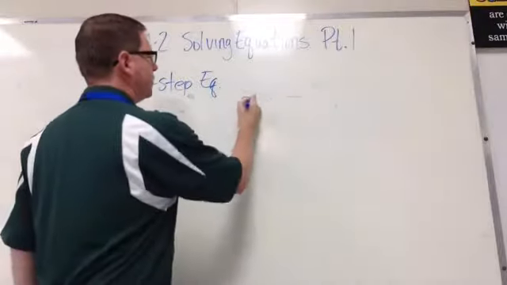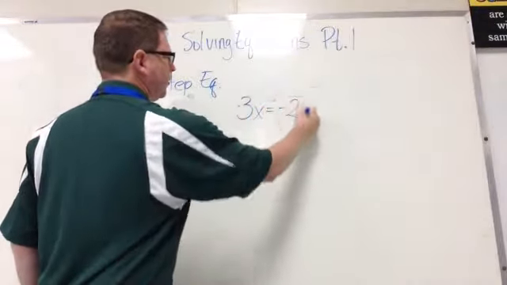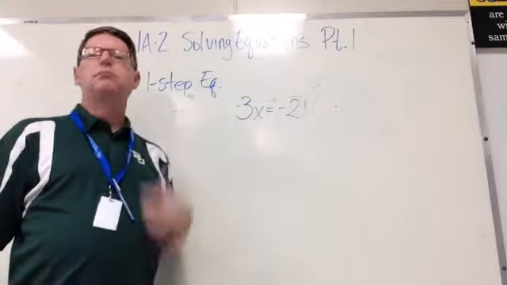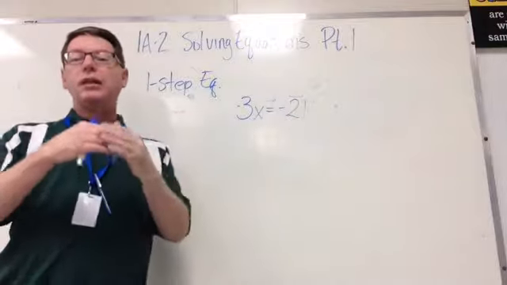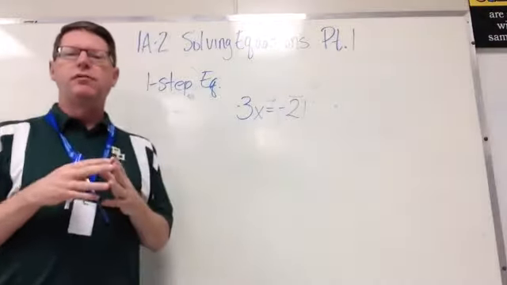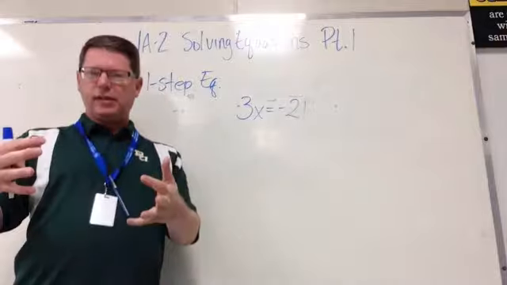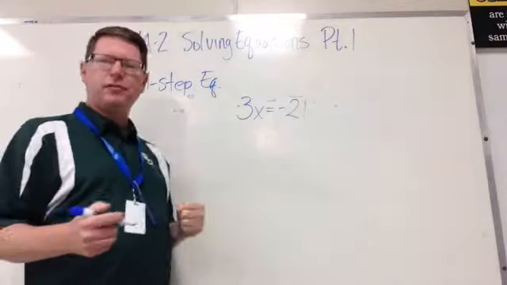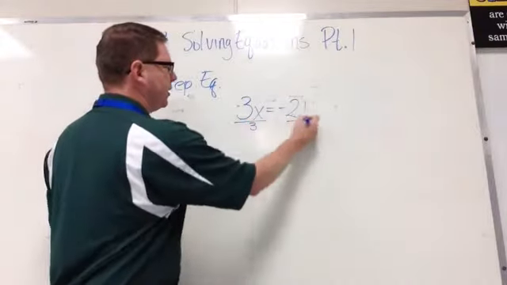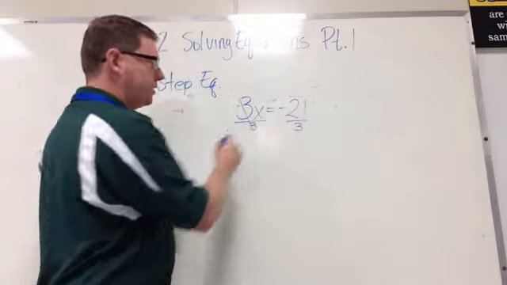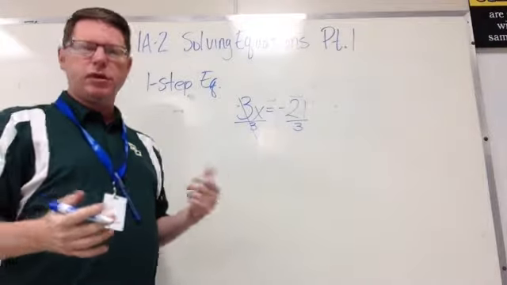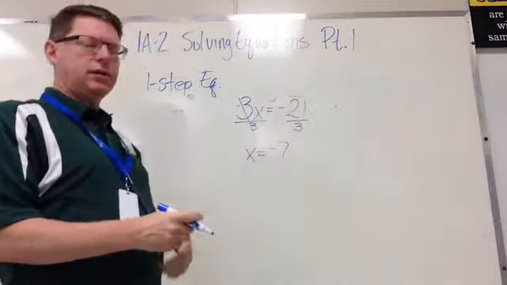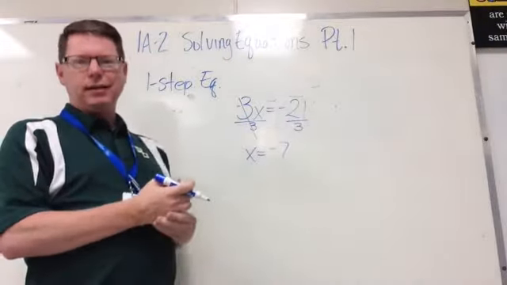So for instance, if I have 3x equals negative 21, what operation is going on between the 3 and the x? Yes, multiplication. So I do the opposite of that. Remember, when we're solving equations, we're always looking to do the opposite to get to our solution. So the opposite of multiplication is division. So I'm going to divide both sides by 3. And the 3's cancel out because 3 divided by 3 is 1. And so I have x equals negative 7 because negative 21 divided by 3 is negative 7.